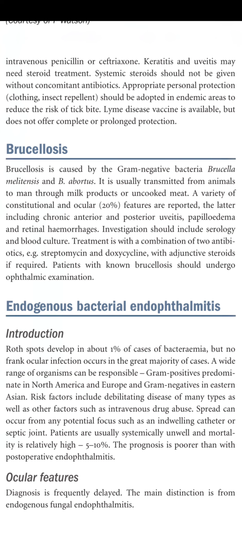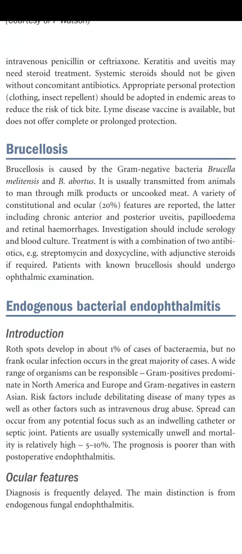A wide range of organisms can be responsible. Gram positive predominate in North America and Europe, and gram negative in Eastern Asia. So in Asia, gram negatives are going to affect the eye, and in Europe and North America, gram positives. Risk factors include debilitating disease of many types as well as factors such as intravenous drug abuse. Spread can occur from any potential focus such as an indwelling catheter or septic joint.